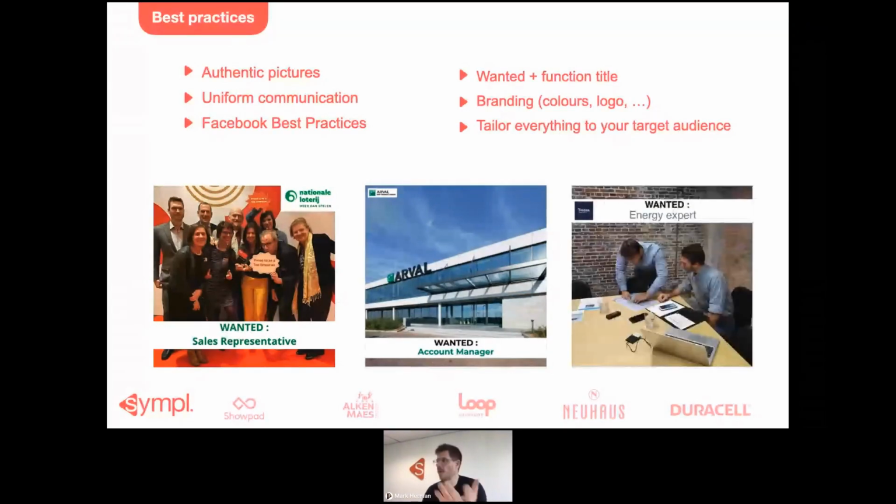And then, okay, this is another example of what we meant with tailoring to your target audience. Energy expert: we're looking for an engineer, right? When you're looking for an engineer, and I know this is cliche, but it's a cliche for a reason, you want to make sure you show some numbers, you show some laptop, you show an authentic picture. So keep in mind the kind of audience you're trying to attract.